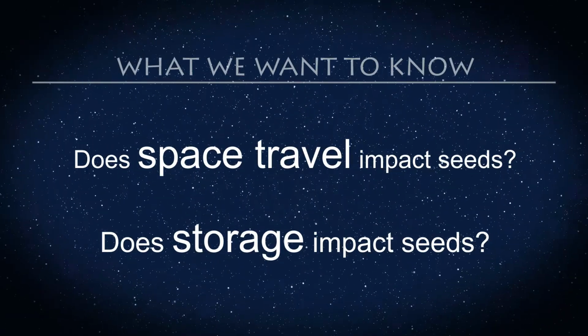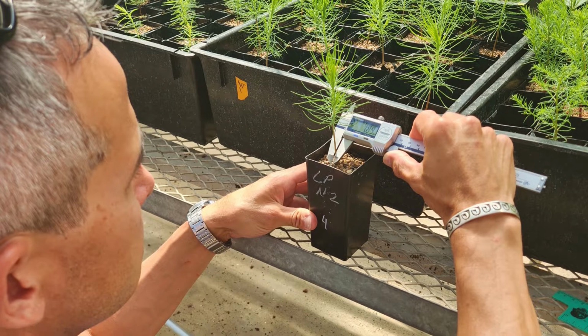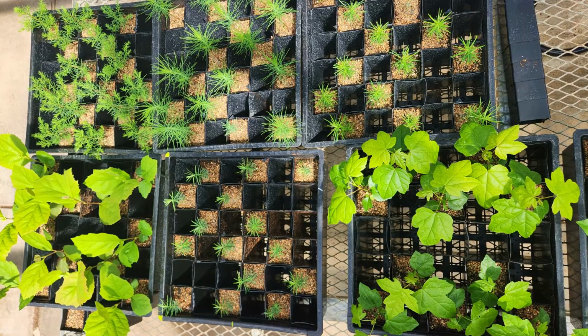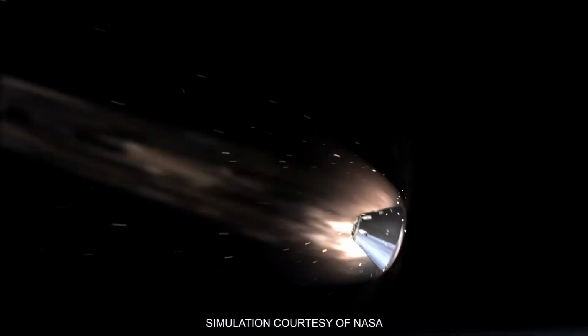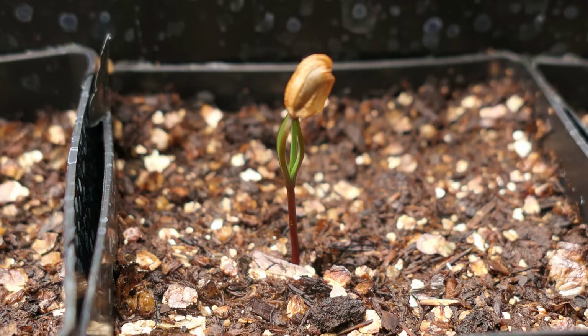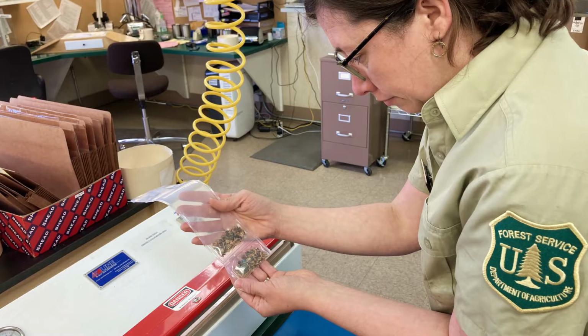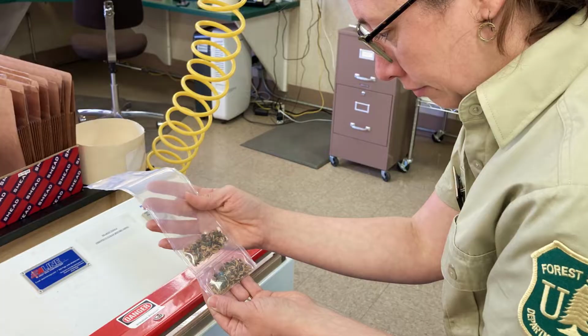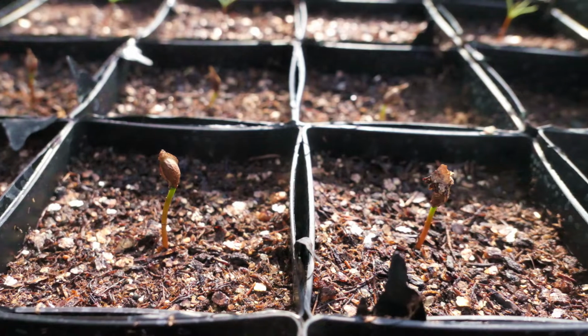Now that the seeds are back from space, what we're doing is measuring the growth of our 3 groups. If our control group is growing differently than our variables, then that might mean those differences were caused by the space travel. If our 2 variable groups grow differently, then that might mean that those differences were caused by how they were stored. So now we need to figure out how to measure that growth.